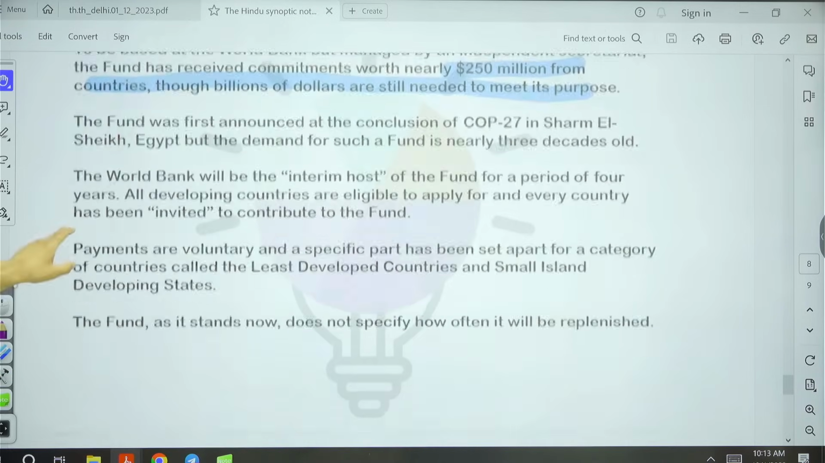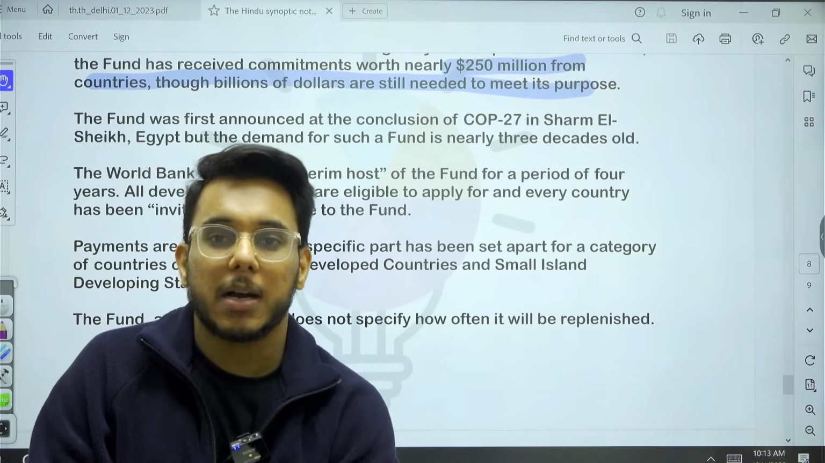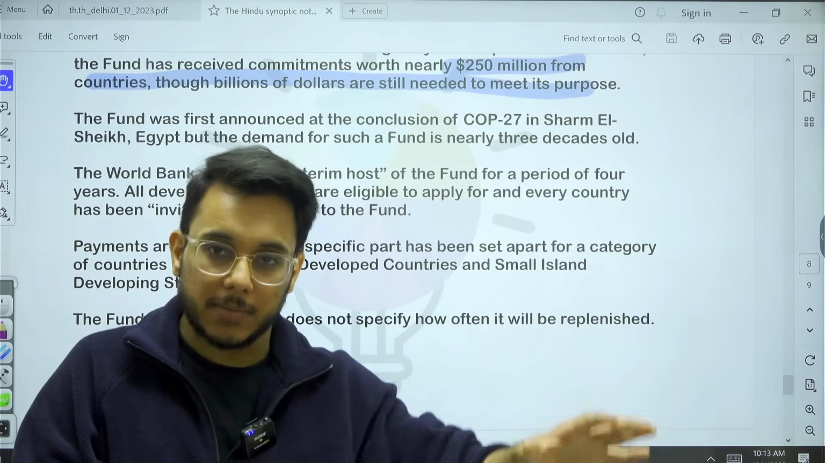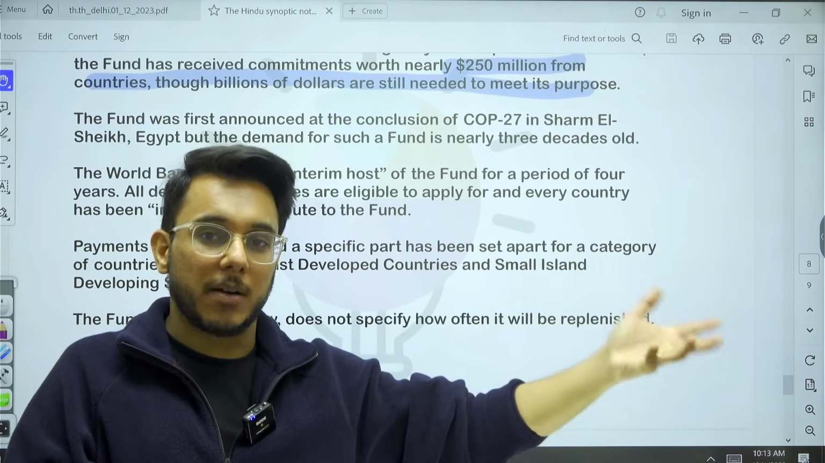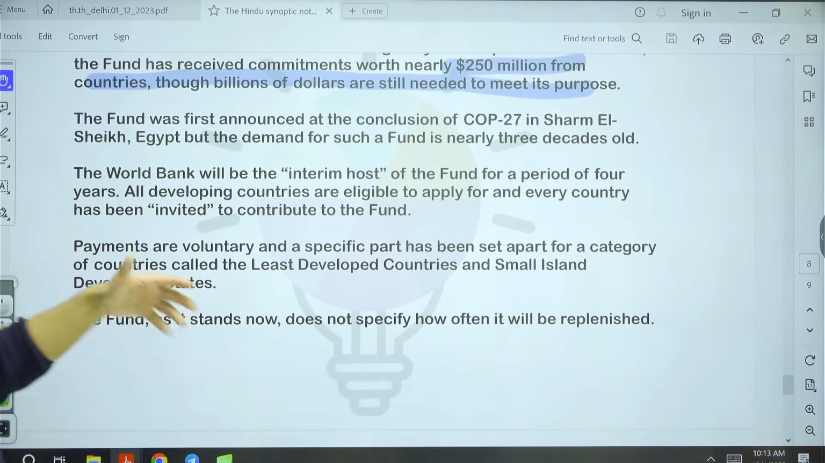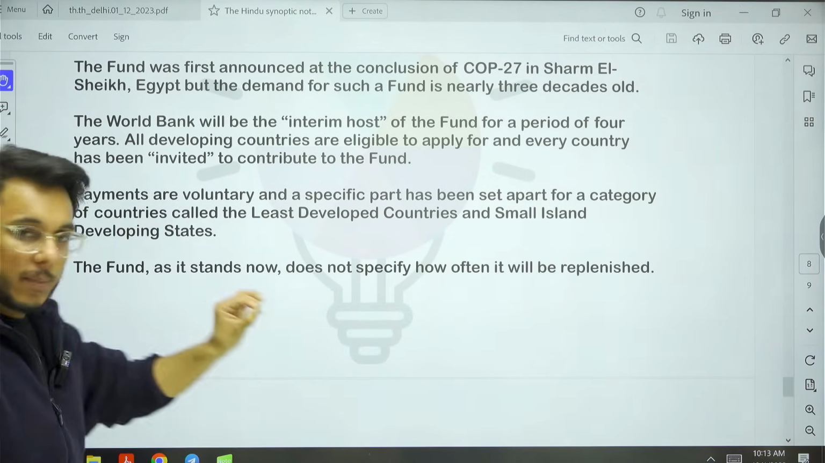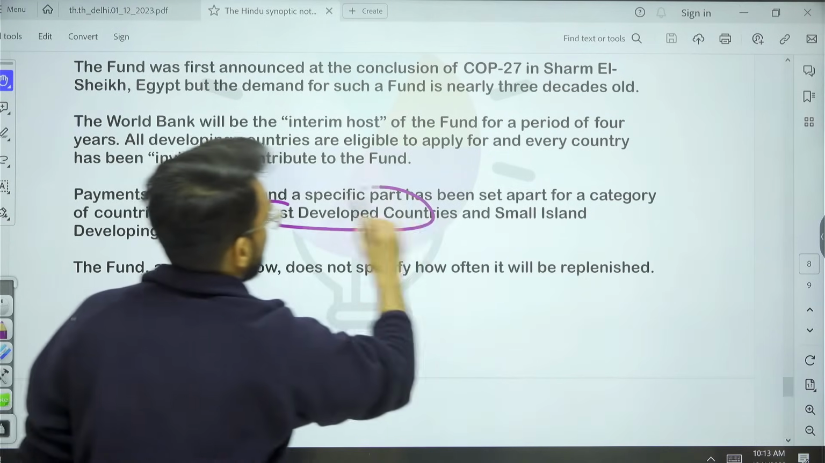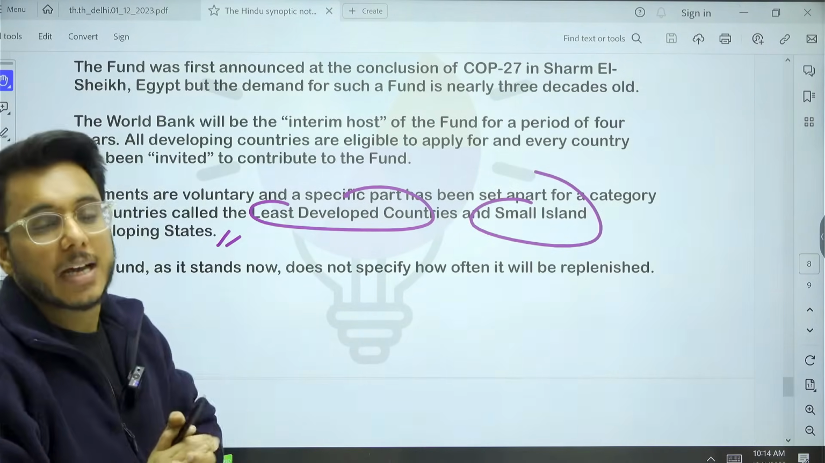Now guys, money in this fund will come on the basis of voluntary payments. Voluntary payments means there is no binding. Any rich country, including a developing country, if they want, can donate. So money will be coming here on a voluntary basis. A certain part of the money in this fund will be used specifically for least developed countries and small island developing states.